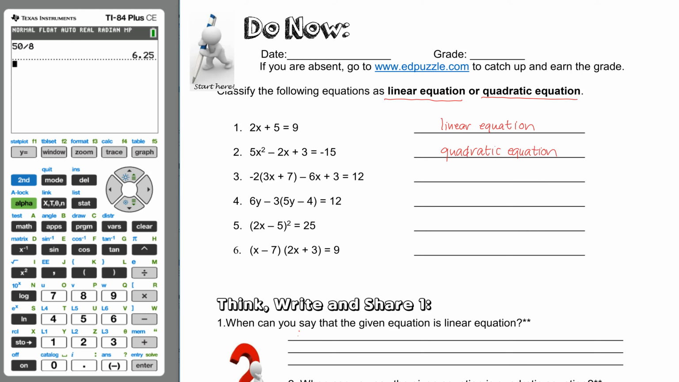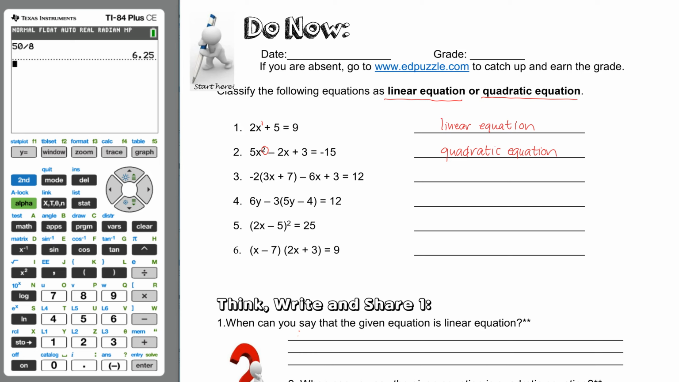Now, between these two, number one is linear and number two is quadratic. I would say this is linear because the exponent here is equal to 1. And the term I'm looking for to make this a quadratic equation is that the highest exponent here is 2. So when that happens, that is a quadratic equation.